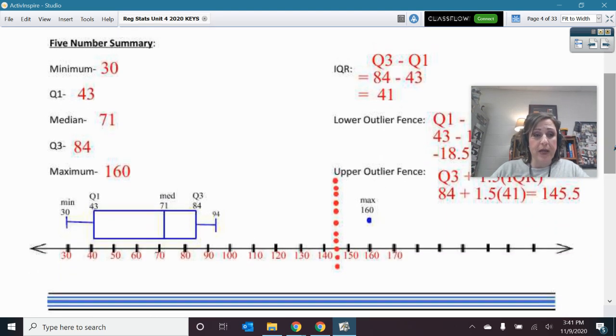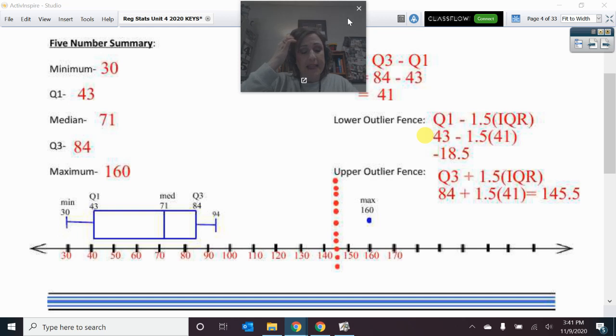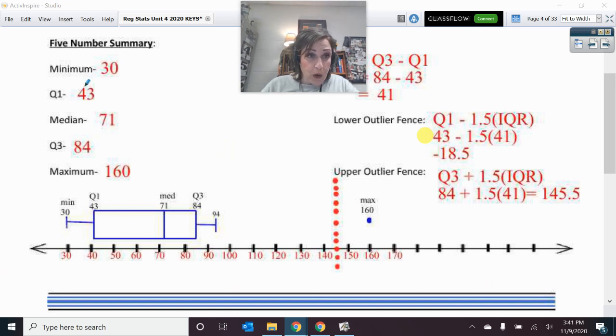So let's take a look at how we do that. Because there was such a wide range from 30 up to 160, I decided to do my scaling by tens. So I started with 30, 40, 50, 60, all the way up. Then I put: scale, box, fences, whiskers. So that's my scale. My box is going to be from the Q1 to Q3, so that's 43 to 84. And then put that median there in the middle at 71.